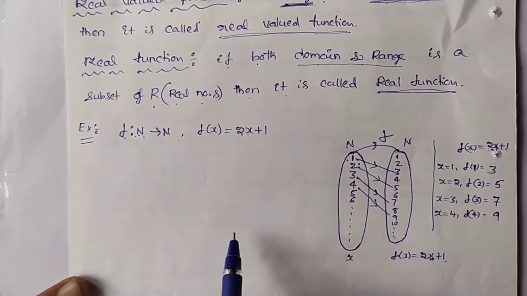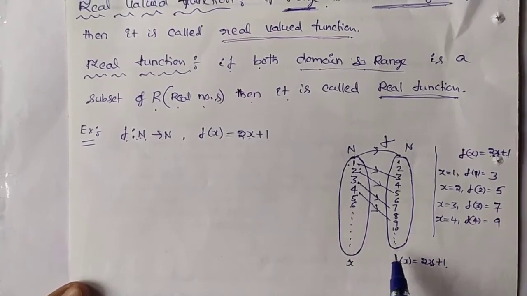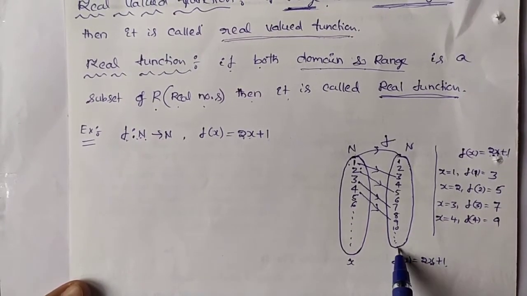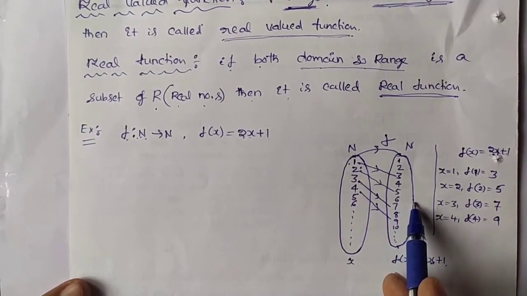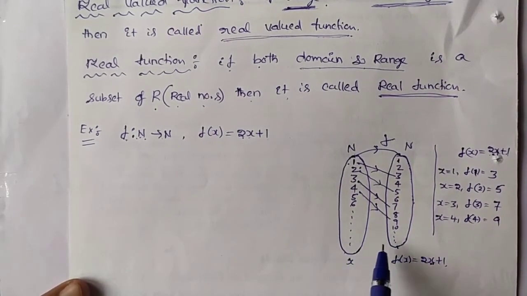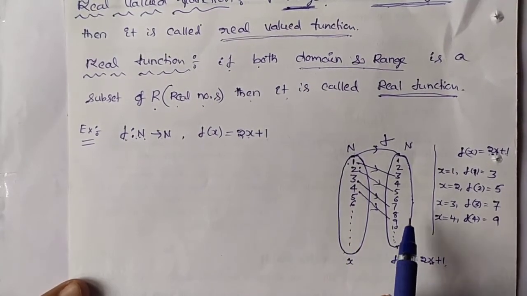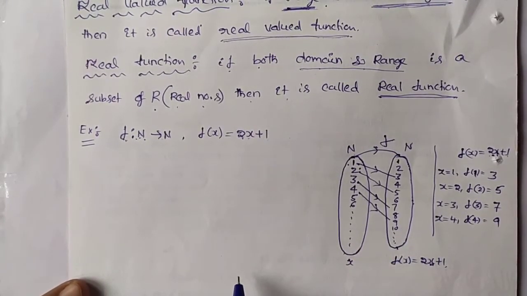Now, real valued function and real function. What do we define? If the range is a subset of real numbers, then we can say that it is a real valued function. A real function is what? If both domain and range are a subset of real numbers, then we can say that it is a real function.